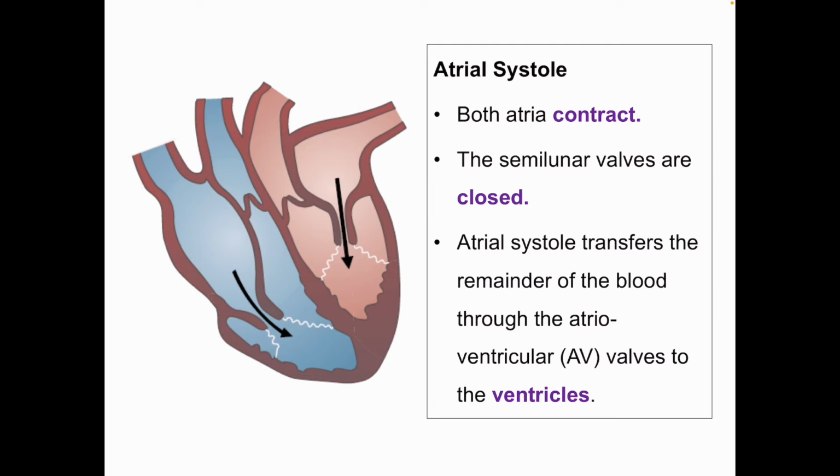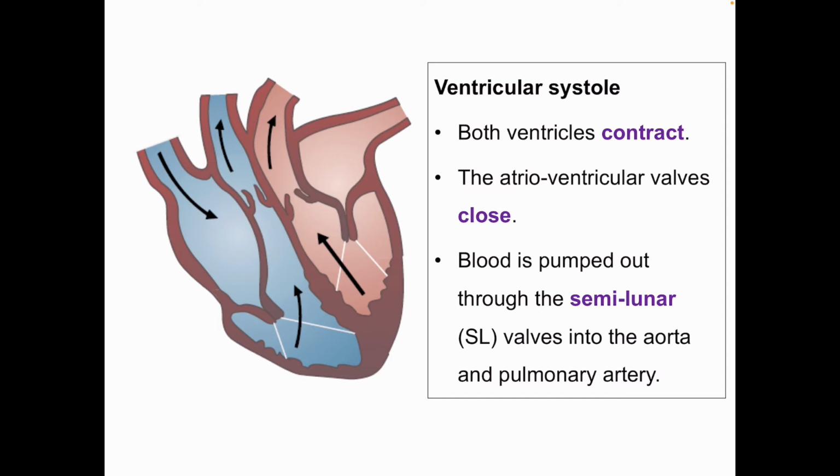When the atria contract during atrial systole, the semilunar valves are closed at this point. However, the AV valves are open to allow blood to flow into the ventricles. When the ventricles contract during ventricular systole, both AV valves will close. This prevents the blood flowing backwards up into the atria. So the only place that the blood can go is out of the heart through the 2 main arteries, and that means that the semilunar valves must be open.